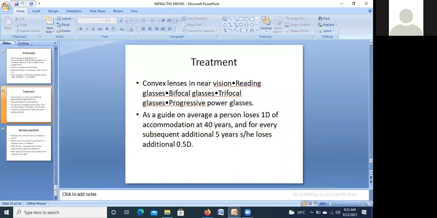And as a rule of thumb, we always say you lose 1 diopter of accommodation when you reach 40 years on average. And for every subsequent addition of 5 years in your age, you add 0.5 diopters. And so, for example, if somebody is 55 years, then they will need plus 2.5 diopters of correction for presbyopia.